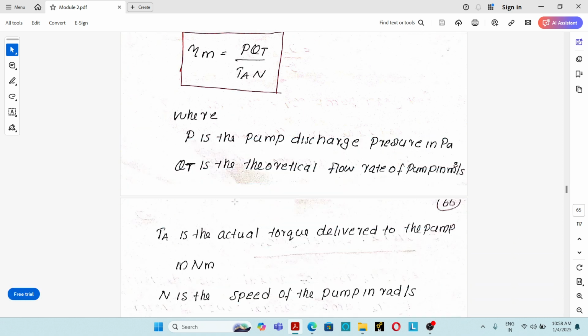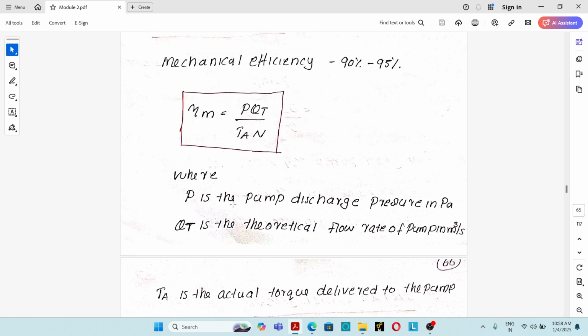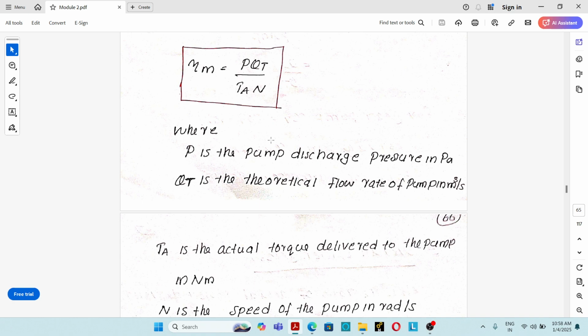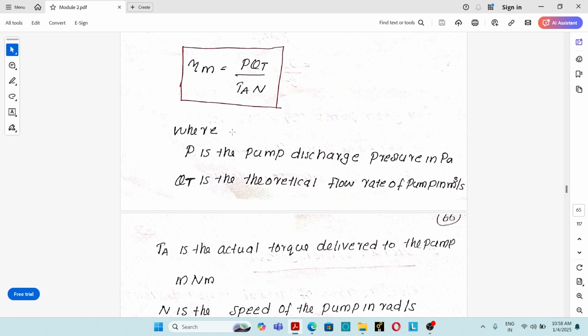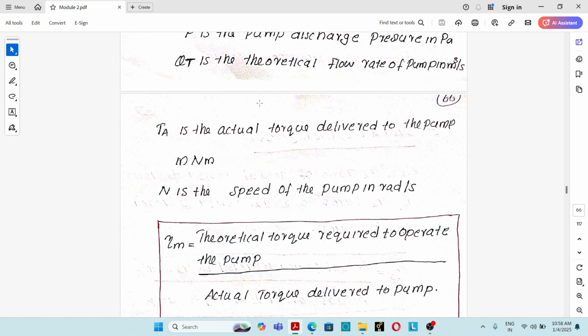The equation used to find the mechanical efficiency is P QT divided by TA N. P is the pump discharge pressure in Pascal. QT is the theoretical flow rate of the pump in meter cube per second. TA is the actual torque delivered to the pump in Newton meter. N is the speed of the pump in radian per second. So this is the equation used to find the mechanical efficiency of a pump.